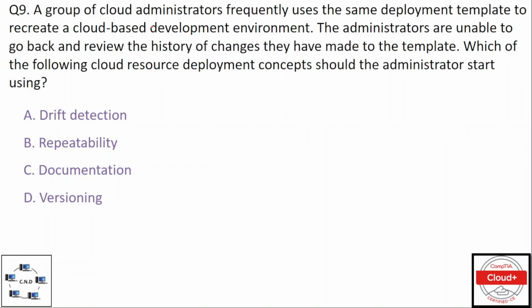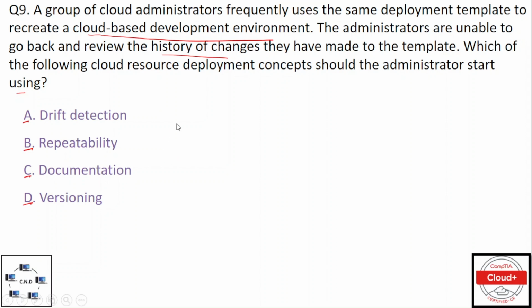Question number 9. A group of cloud administrators frequently uses the same deployment template to create a cloud-based development environment. The administrators are unable to go back and review the history of changes they have made to the template. Which of the following cloud resource deployment concepts should the administrator start using? Option A, drift detection. Option B, repeatability. Option C, documentation. And option D, versioning.